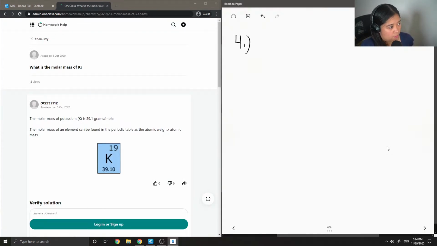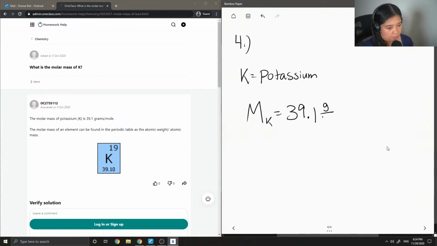On to question 4. What is the molar mass of K? So K stands for the element potassium. And to find the molar mass of potassium, we simply just need to look at the periodic table. So it's equal to 39.1 grams per mole.